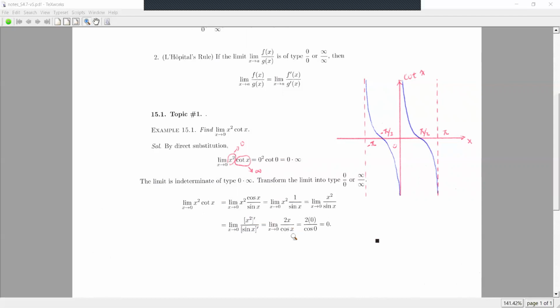To find this limit, try direct substitution. Plug in 0 in x, then we get this number. Now this time, cosine of 0 is 1. So 0 over 1 is 0. So this limit is 0.